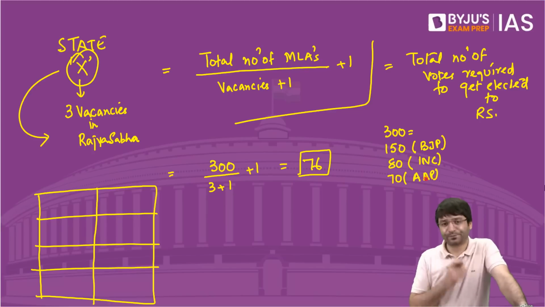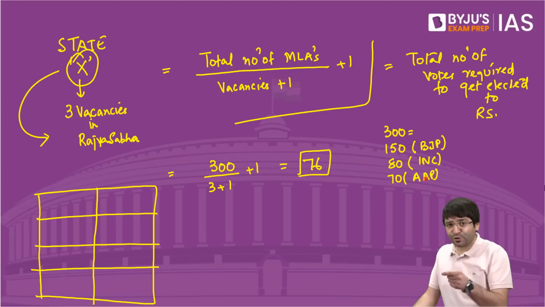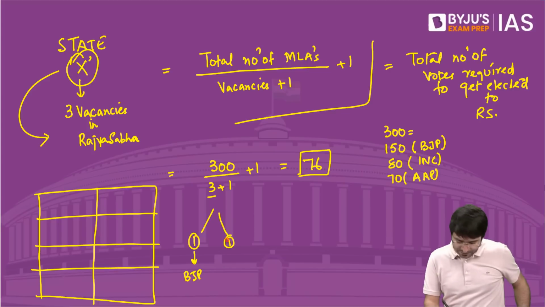Assume proportional representation system. That means in proportion to your strength, those many votes you will have. That means even before the election takes place, we know for sure that out of these 3 vacancies, one will be from BJP, the other will be from Congress.